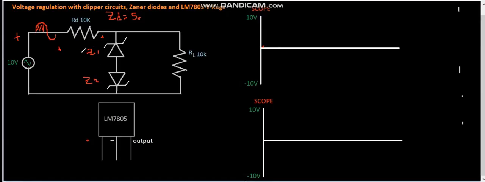So when this positive pulse for Zener 1 is positive, meaning it's reverse bias, this is going to conduct and drop 5 volts. That also means that if that is reverse bias, this is forward bias, and in forward bias this is going to drop 0.7 volts. Therefore, my output from here to here is going to be the sum of these two voltage drops, which is 5.7 volts.